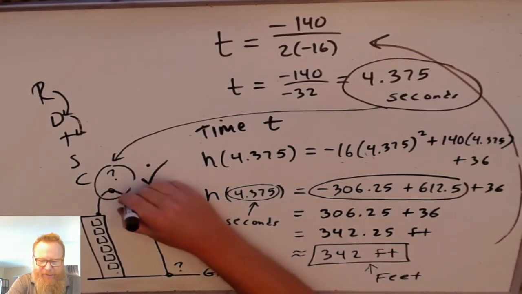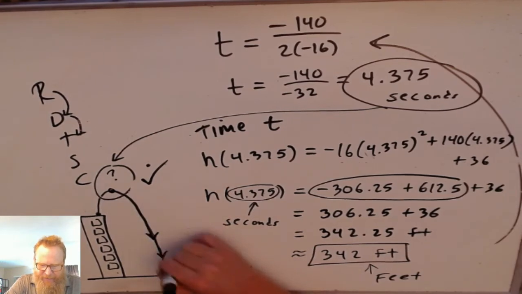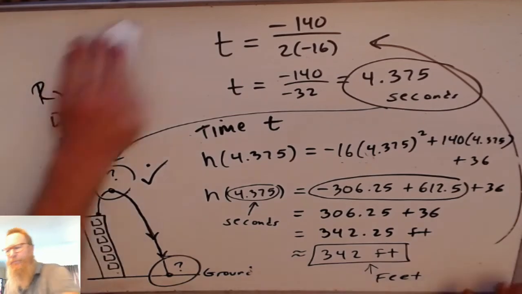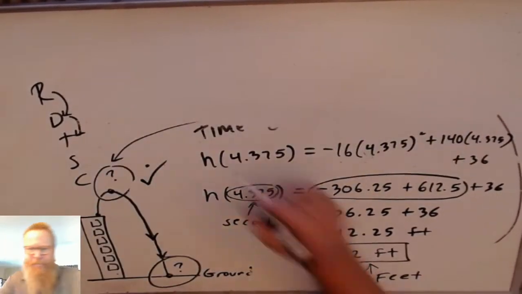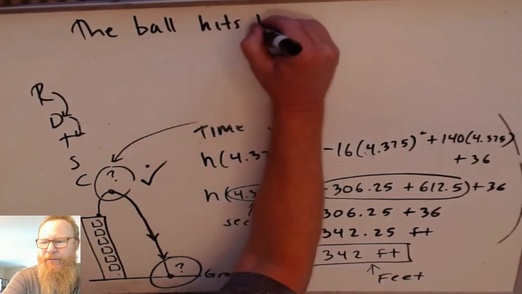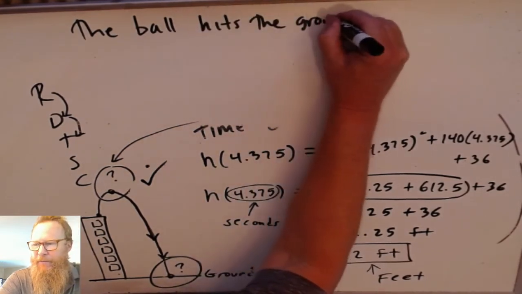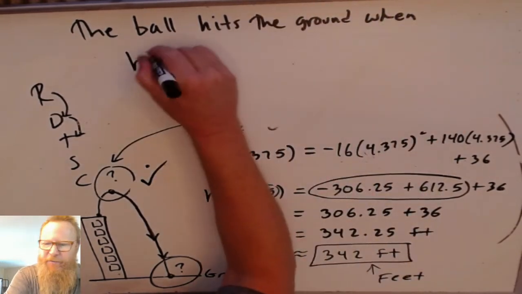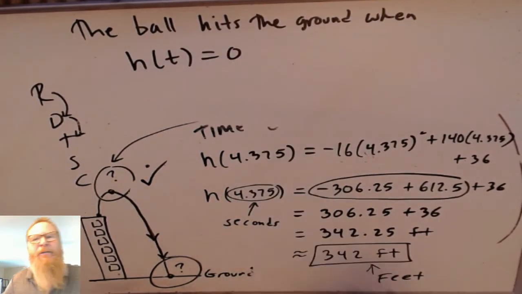And then what happens? It starts turning around and heading towards the ground. My next question is, when does it actually hit the ground? The ball hits the ground when h of t is equal to 0.